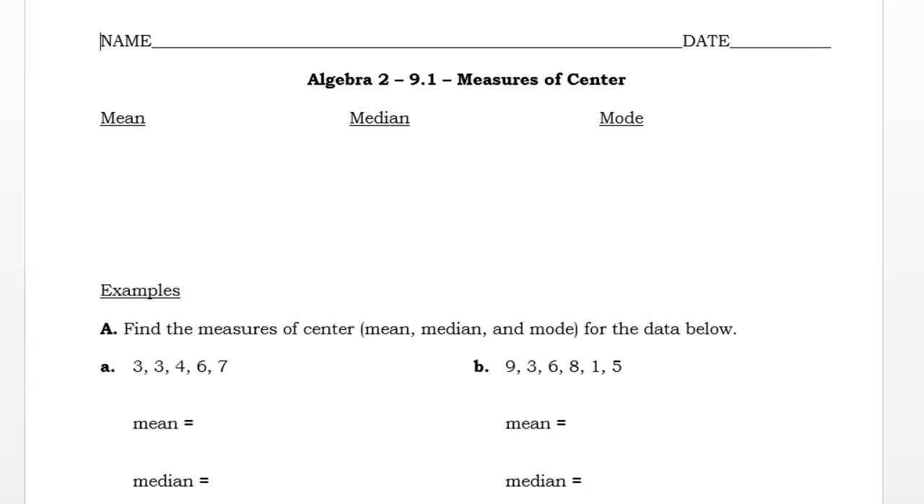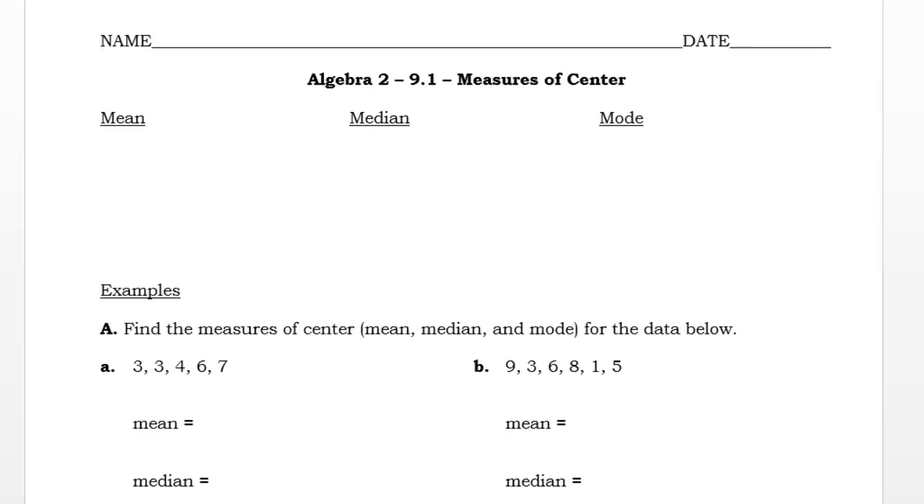This is Algebra 2, Lesson 9.1, Measures of Center. So this lesson should hopefully be pretty straightforward because it reviews concepts that you've hopefully learned in the past. Measures of center is a fancy way to say mean, median, and mode.